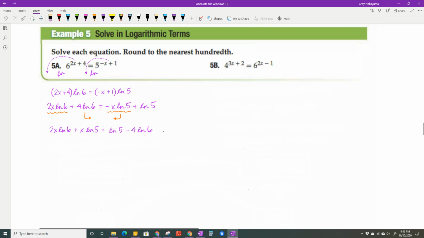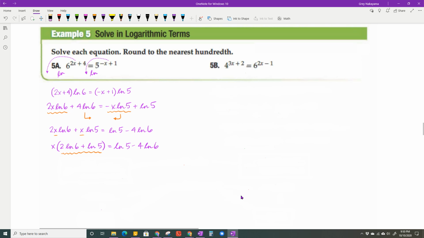Then this is the hard step for people to remember. I have an x in both of these terms that I have to factor out. So it looks like this. When you take an x out of here, I'm left with 2 ln 6. When you take the x out of this, I'm only left with ln 5. Nothing over here changed. Now, I'm trying to get the x by itself when I want to solve. So I'm going to divide by that expression.